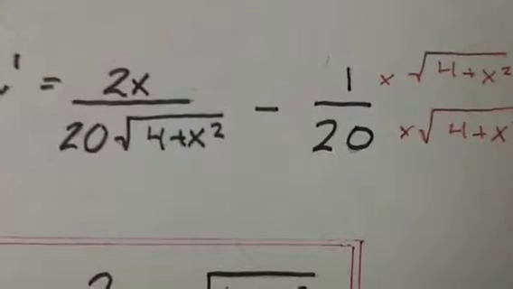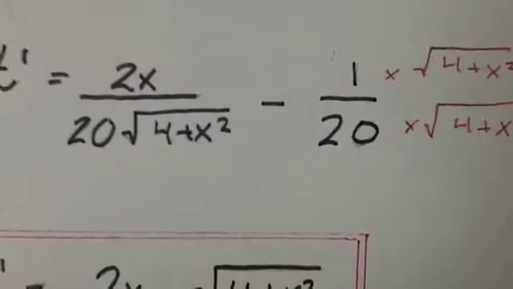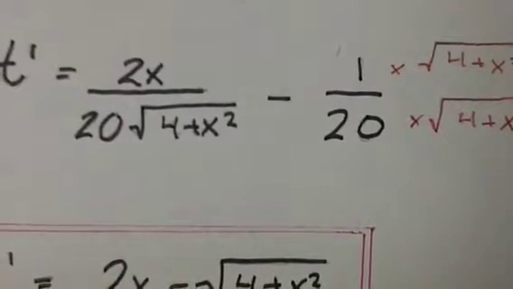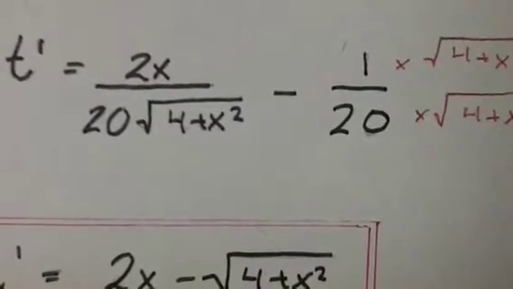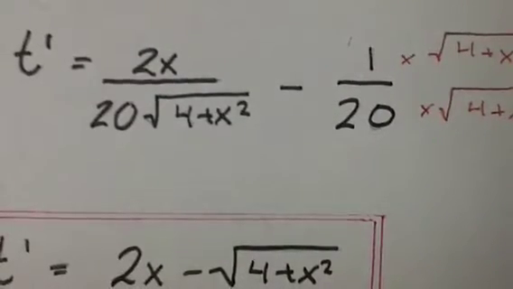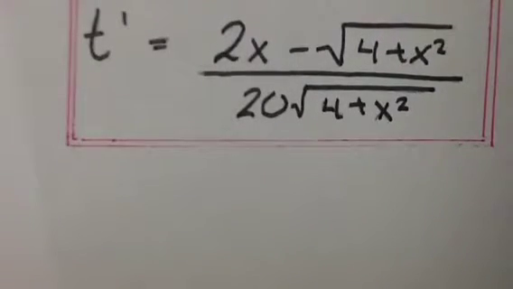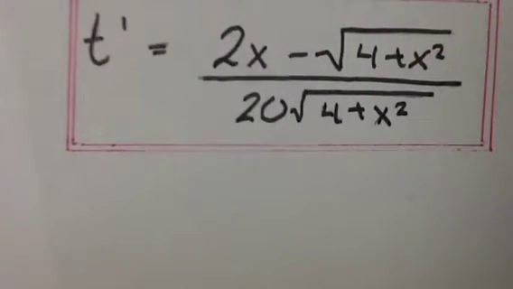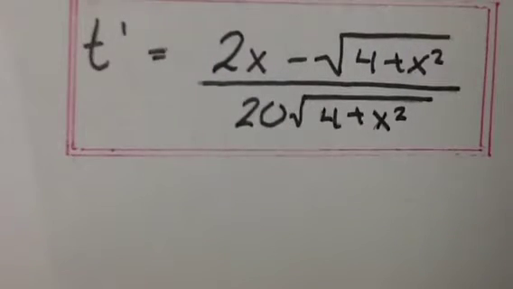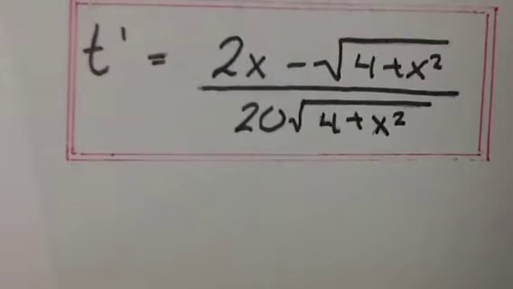Now all we have to do is simplify our derivative by finding a common denominator of 20 times the square root of 4 plus x squared. Finally, this is our simplified derivative. This derivative is defined everywhere. The denominator will never equal 0.